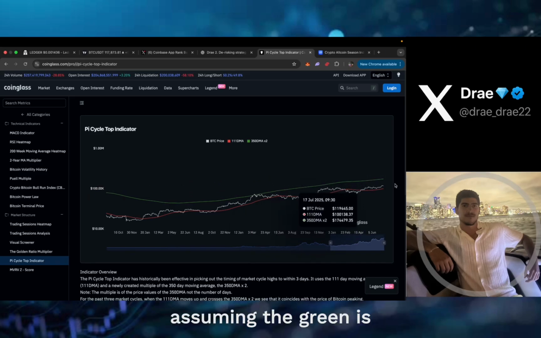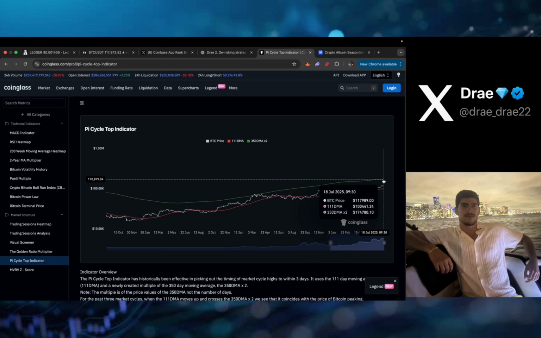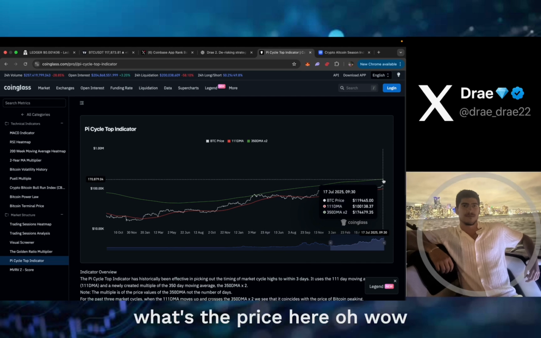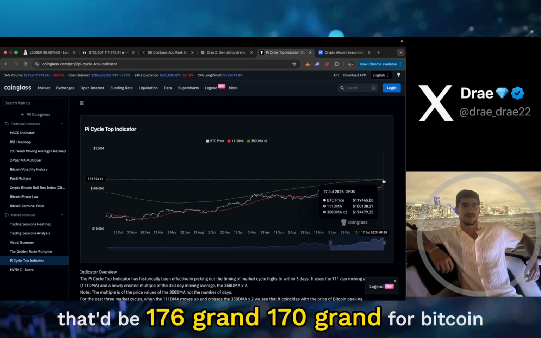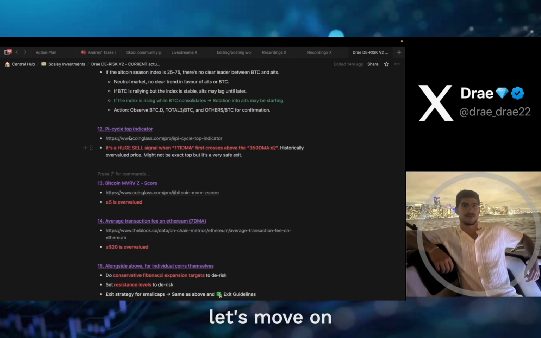Well, assuming the green is a resistance level, then we could assume maybe... What's the price here? Oh wow, that'd be 176 grand. 170 grand for Bitcoin. That's actually kind of crazy. Oh wow. Okay, let's move on. That's fine.